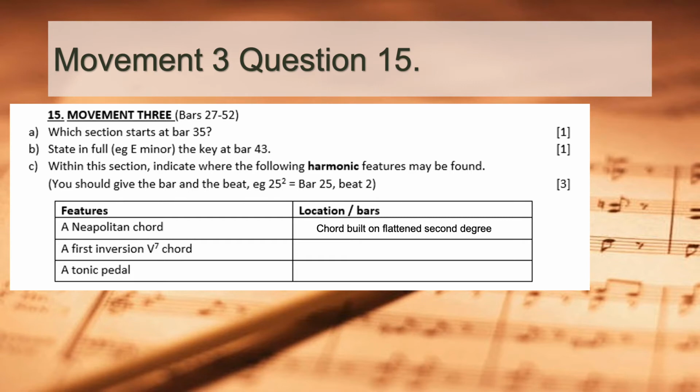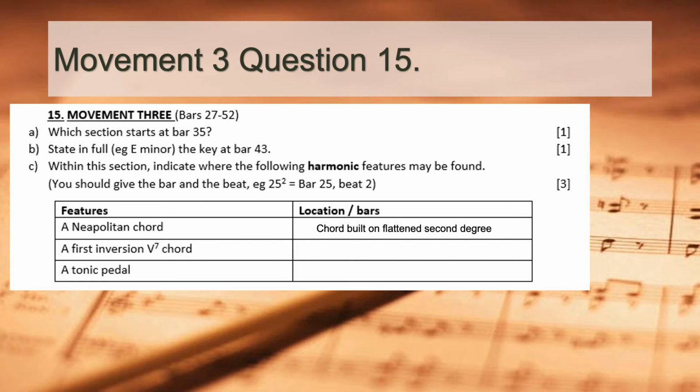So we are basically looking for a flattened note. But because we're looking from bars 27 to 52, we've just identified that there is a modulation within this passage. We don't know where we're going to find that Neapolitan chord. So we don't know whether we're looking for an E flat or an A flat, or possibly there's a section where it's in another key as well. So let's have a look.